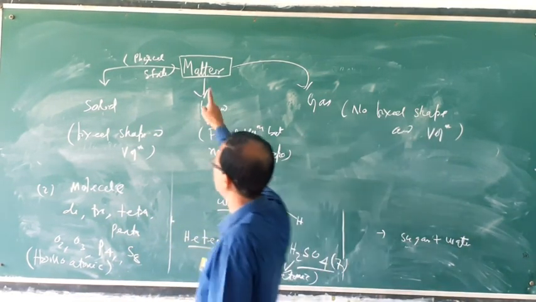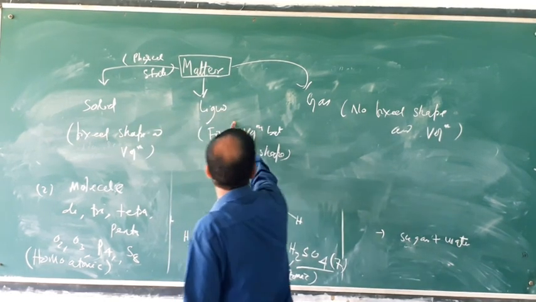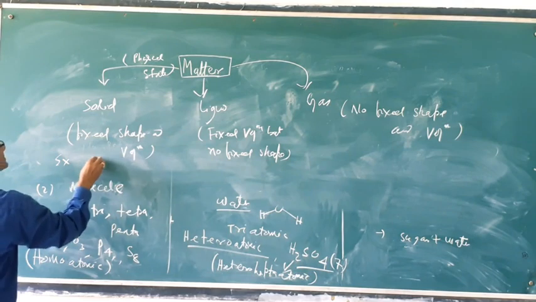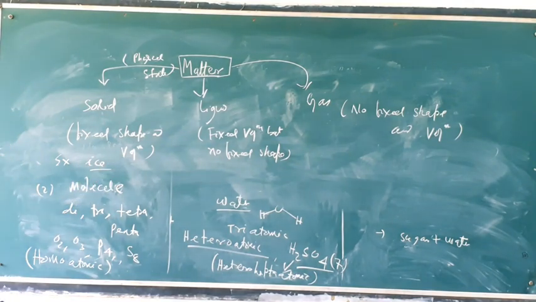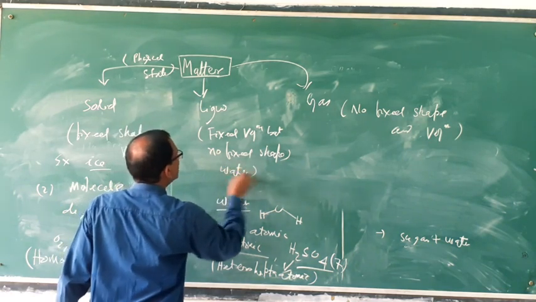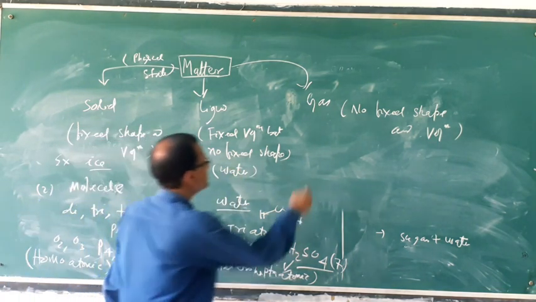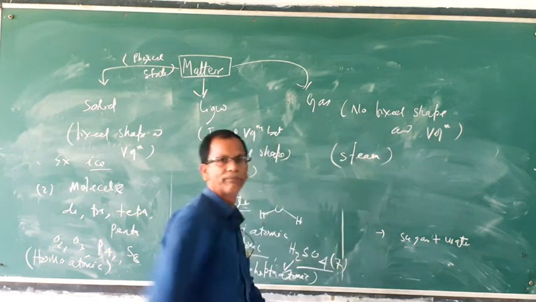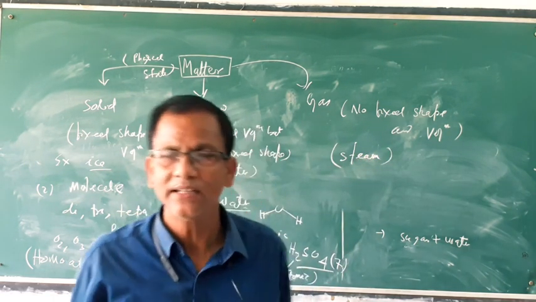So on the basis of physical state, matter exists in three forms. The same matter can exist in solid state, liquid state, gas state. A very important example: ice is the solid form of water, water is the liquid form, and steam is the gaseous form. So matter can exist in three states.